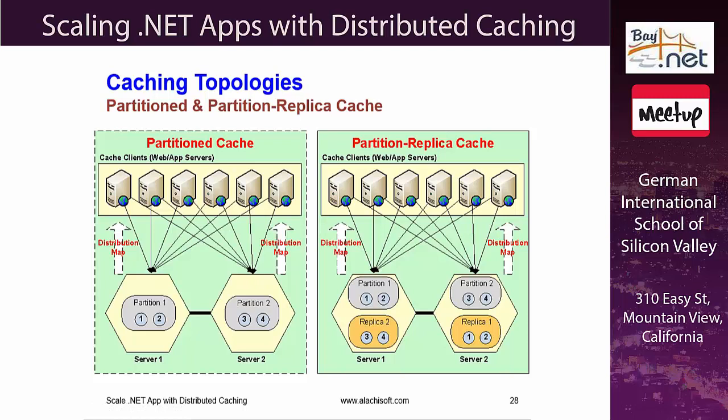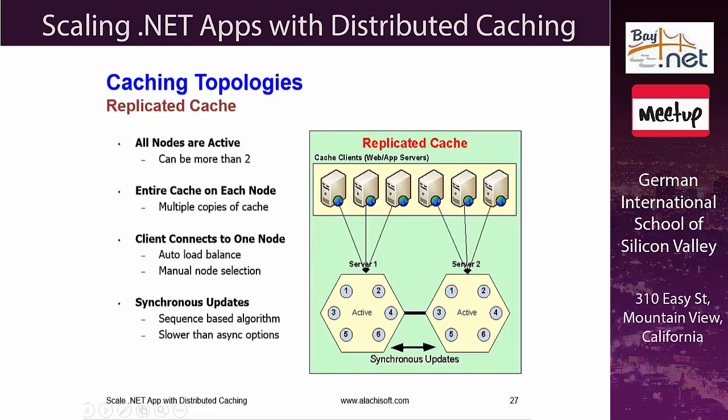So that based on that, the client knows where to go to either fetch the data, update the data, or add the data. With the help of this, the client is able to connect to all the servers and go directly where the data is. So this makes it an extremely fast topology. This is the fastest topology. The only drawback is it has no replication. And the partition replica is a partition with replication. So they both behave the same way, except this has replication.